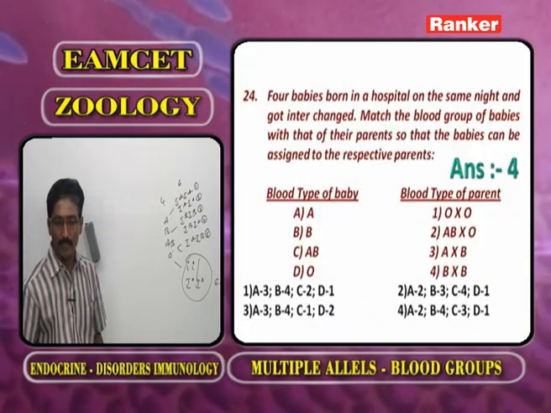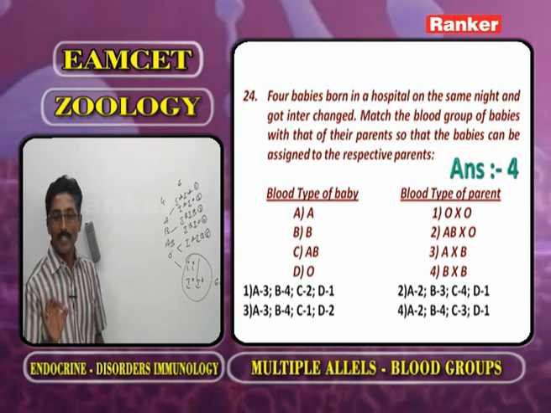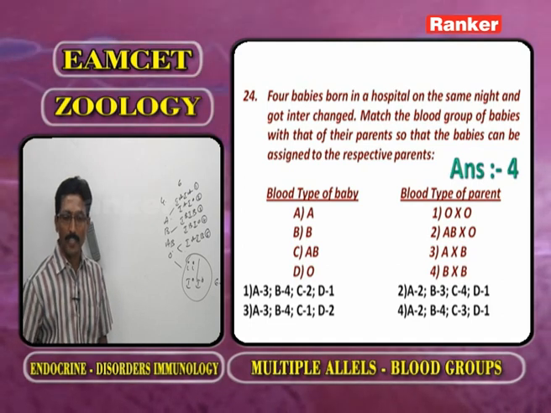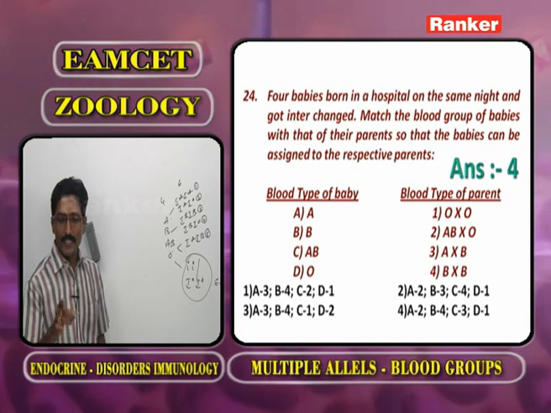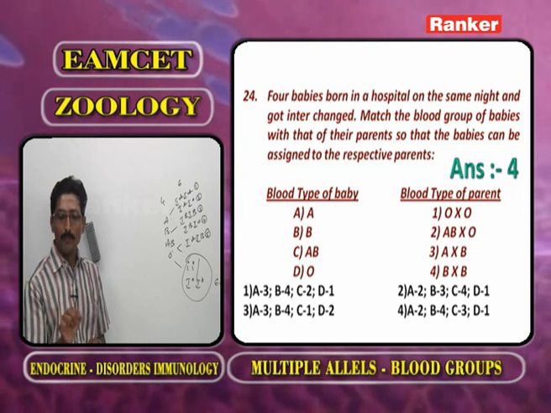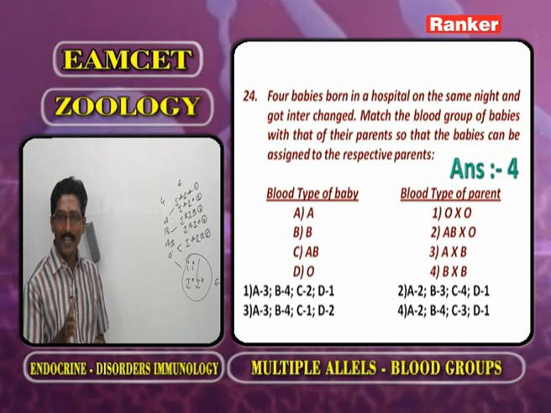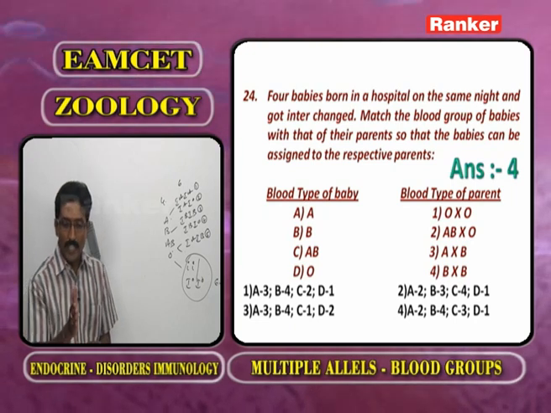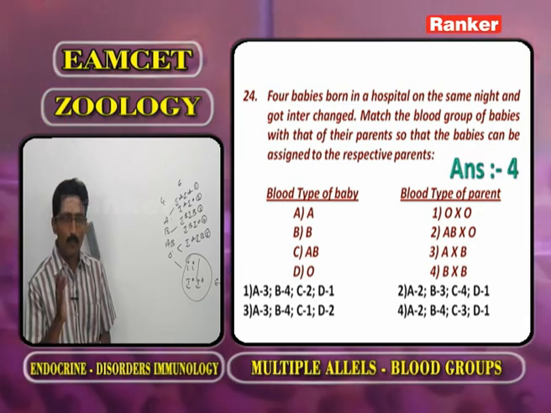Now here what is the question? 4 babies born in a hospital on the same night and got interchanged. Match the blood groups of babies with that of their parents so that the babies can be handed over to the respective parents. Now here on one side the blood group of baby, on the other side the blood group of parent.